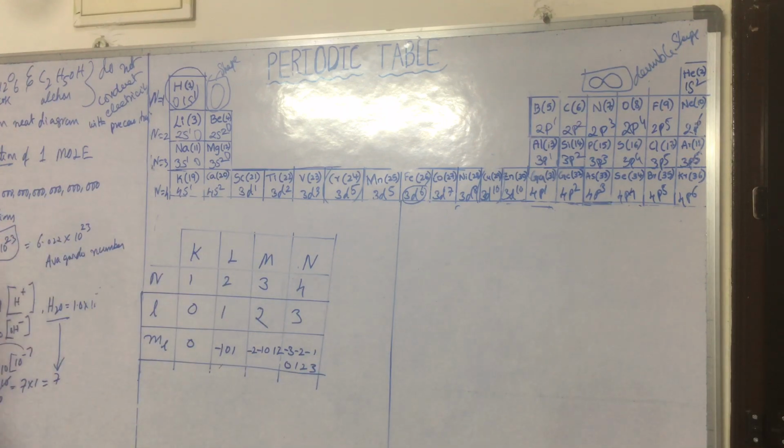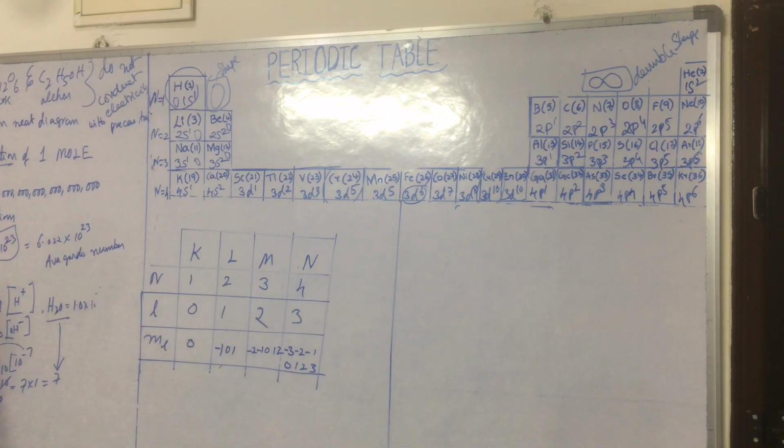Here, how many? For a sphere, 1 block. For dumbbell, 3 blocks. This is P. This is D. D, how many? 5 blocks. And here N is equal to how many? N is equal to F, that is F, 7 blocks. Minus 3, minus 2, minus 1, 0, 1, 2, 3. Here 5: minus 2, minus 1, 0, 1, 2, 5 blocks.